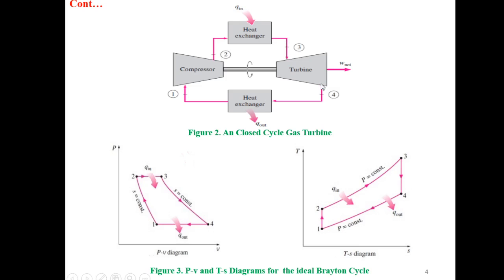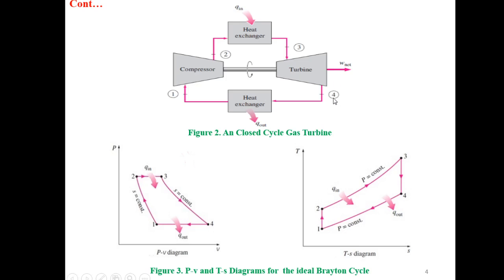Now from 3 to 4, the working medium at point 3 is at high pressure and high temperature. It enters the turbine and rotates the turbine blades, and after that we get point 4. So there is expansion of the working fluid. When it rotates the turbine blades we get some amount of work. Now we know that we have to supply some work to the compressor, so some percentage of the work we get from the turbine is sent to the compressor.